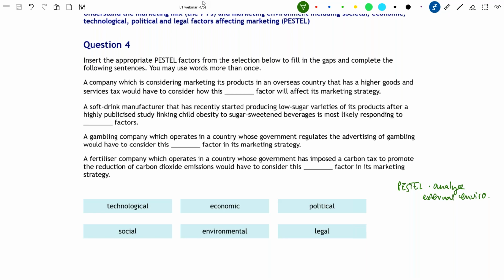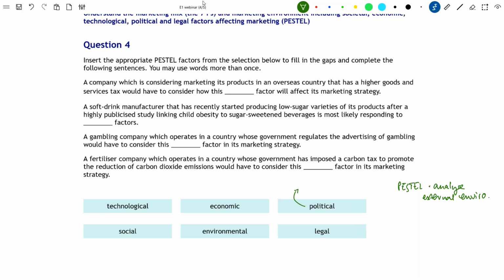So PESTEL is simply a mnemonic that stands for political, economic, social, technological, environmental, and legal. And these are the 6 key areas in which to consider how current and future changes are going to affect the business and therefore the marketing strategy. So let's take a look at each of these in turn. So we'll start with political, as that's what PESTEL starts with.